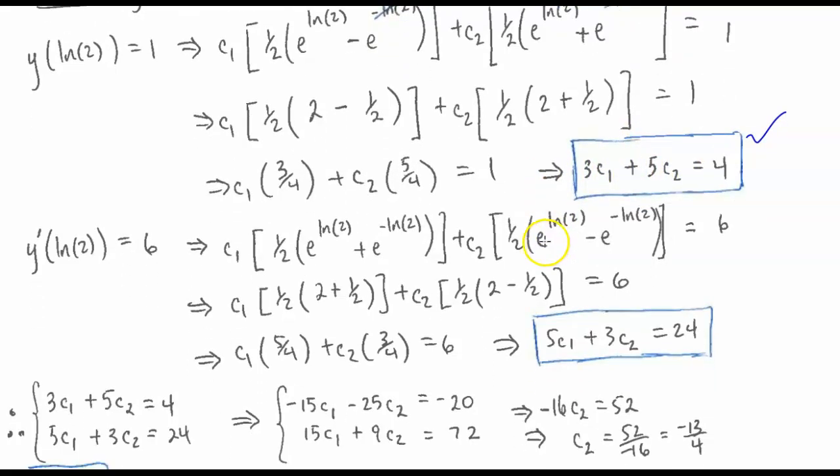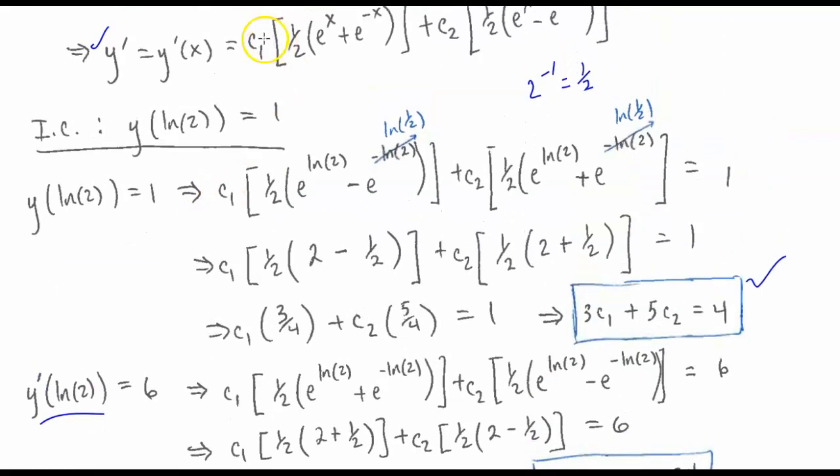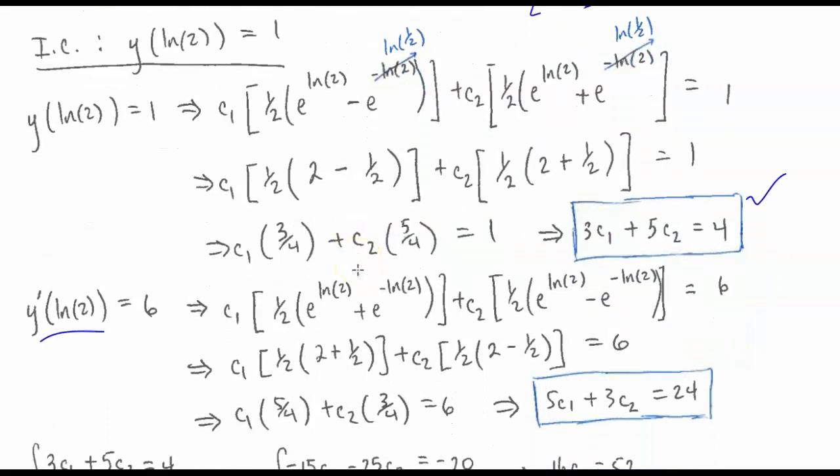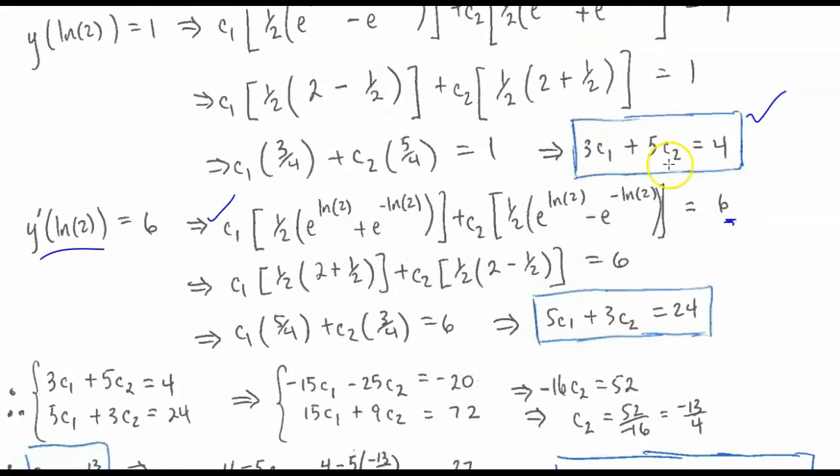If we do the same thing for our second initial condition, we take the derivative of y, which is this function here, plug in natural log of 2 everywhere where we see x. We get this result here, have that equal 6. And then, of course, again, we know that e raised to the natural log of 2 is just 2. E raised to the negative natural log of 2, or e raised to the natural log of 1/2, is 1/2. And we repeat here. And then it's just a matter of some computation to get this second equation where we have 2 unknowns. So 2 equations, 2 unknowns.